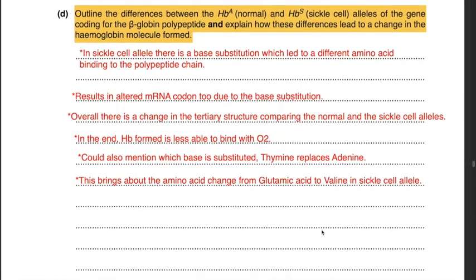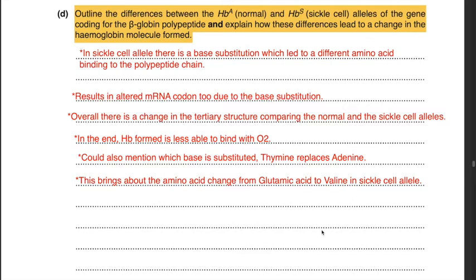Part D. Outline the differences between the normal and sickle cell alleles of the gene coding for the beta-globin polypeptide and explain how these differences lead to a change in the hemoglobin molecule formed. In sickle cell allele, there is a base substitution which led to a different amino acid binding to the polypeptide chain which is being formed. So, due to the base substitution, there will be an altered mRNA codon. And since the question asks and explain how these differences lead to a change in the hemoglobin molecule formed, we have to state these given points.